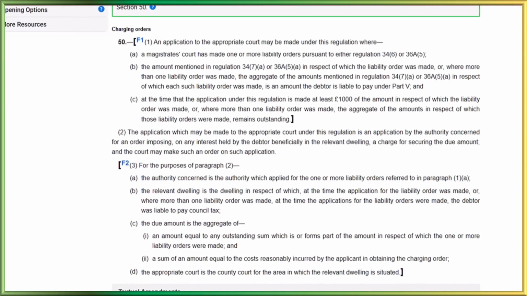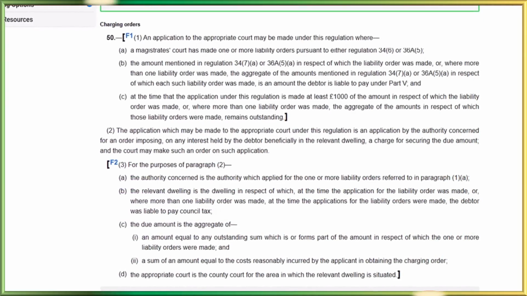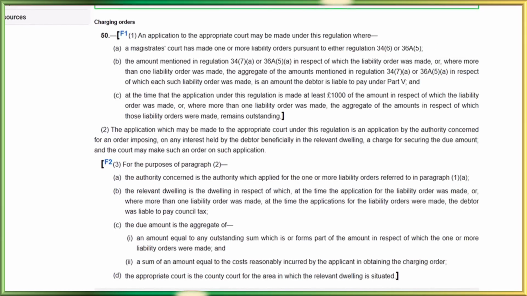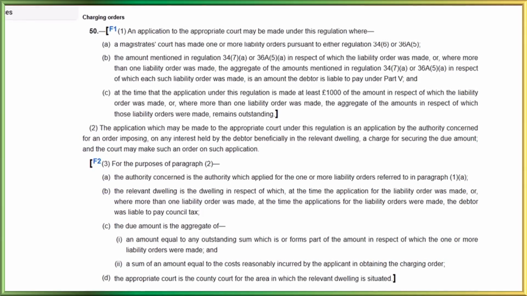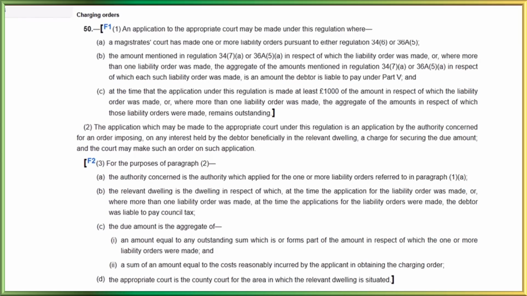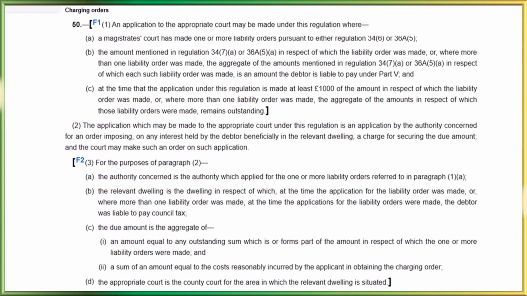This is not due process. It is regulatory conversion of liability into enforceable debt by ministerial regulation, not an act of Parliament. And these facts raise serious concerns about the lawfulness of the enforcement process and its compatibility with our constitutional and human rights protections.